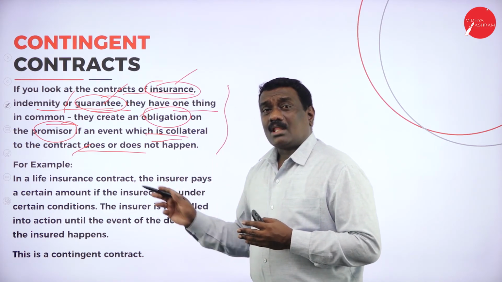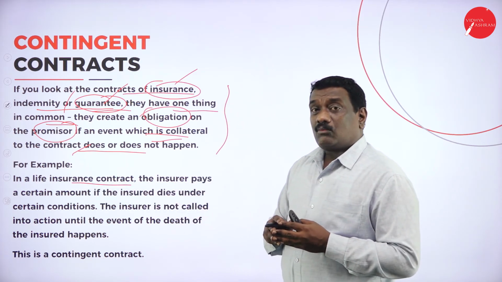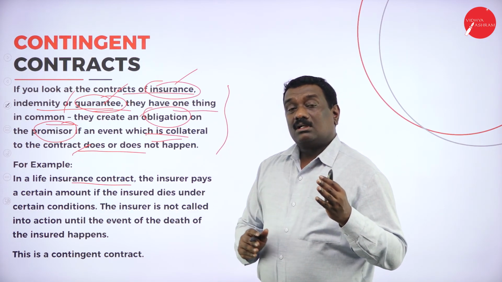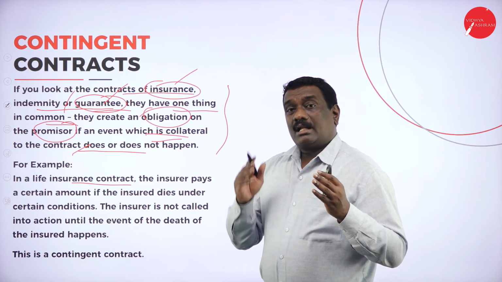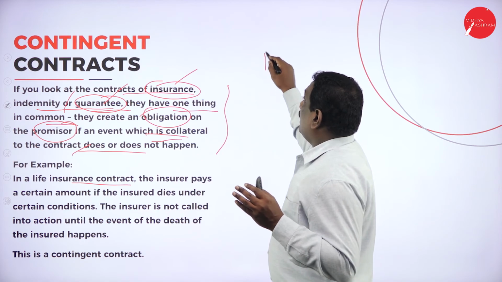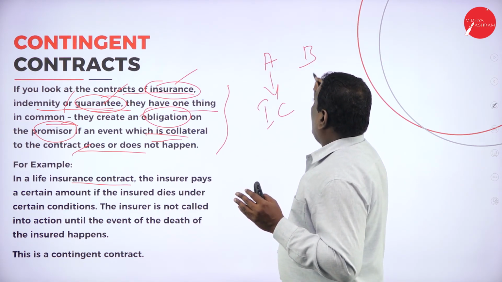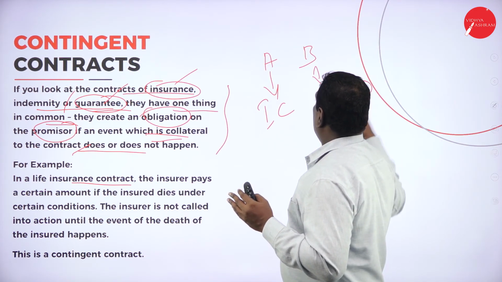Now, for example, if you take a life insurance contract, there are two parties: the insurer and the insured. The insurer is a person or an insurance company, and the insured is the person who takes the policy from that particular company. That is A and B. So A will be the insurance company and B will be the insured, the one who takes the insurance policy.